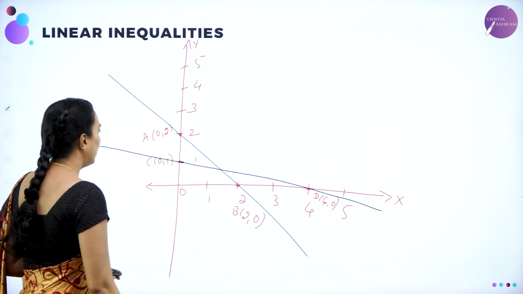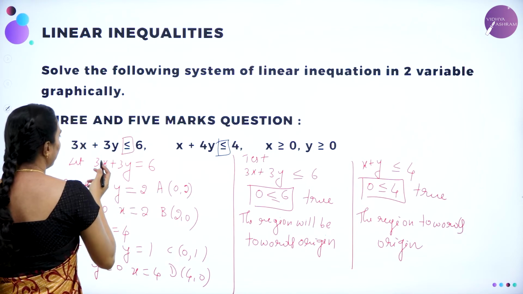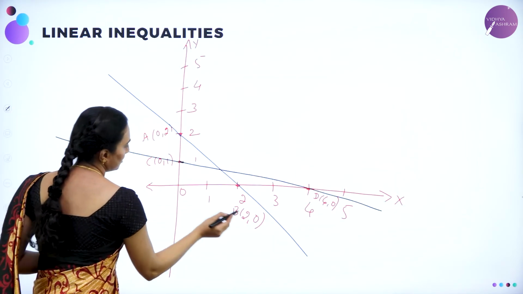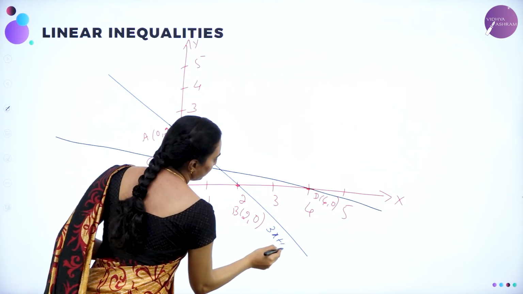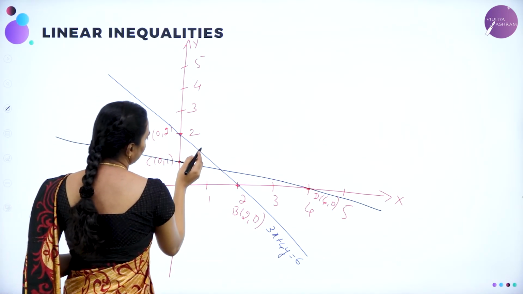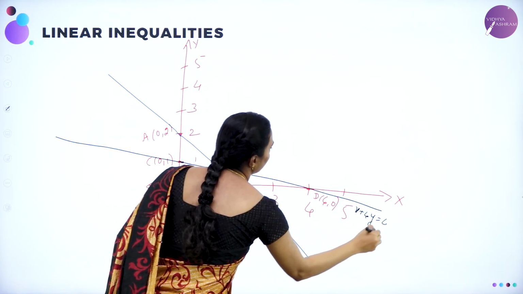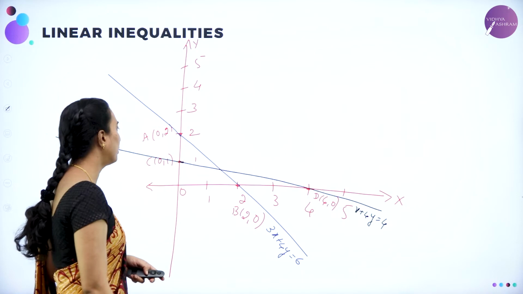Okay. Now, let me write down the lines respectively. Now, what is this line? A blue line, 3x plus 4y is equal to 6. And the black line, x plus 4y is equal to 4. Right? That is what you are going to have.